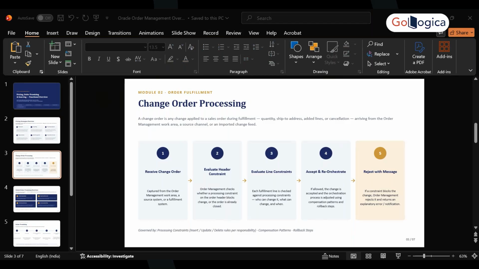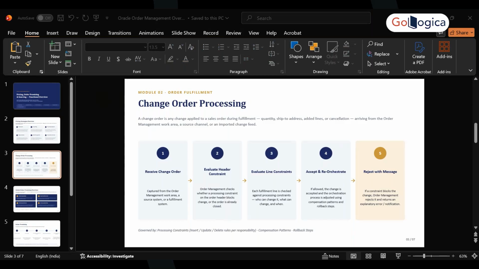And our next step is evaluate line constraints, in which after validating the order header, Oracle evaluates each individual fulfillment line. Every line in the sales order may be at a different stage of fulfillment. For example, one line may be awaiting scheduling, another line may already be reserved, another may have been shipped, or another may have already received the invoice. So because of this, Oracle validates every fulfillment line independently.